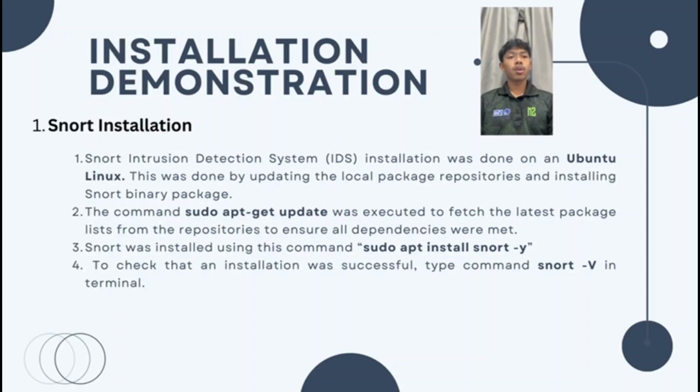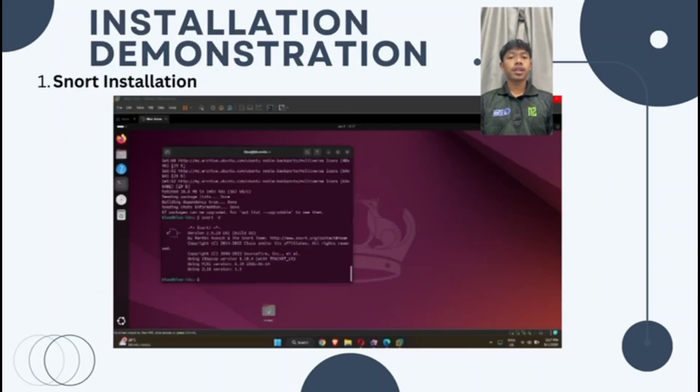First, we need to run sudo apt-get update to fetch the latest package list from the repositories to ensure all dependencies were met. And then to finally install Snort, we need to run this command: sudo apt install snort -y. And then to check that the installation was successful, we need to run the command snort -v in the terminal. And this screenshot shows the Snort installation is successful when we run snort -v.